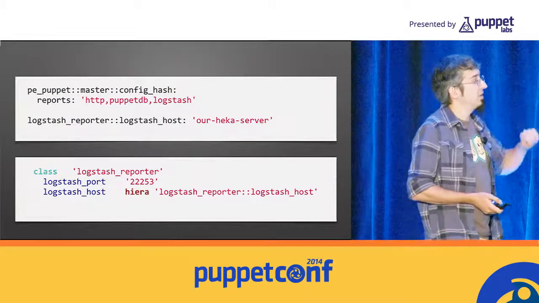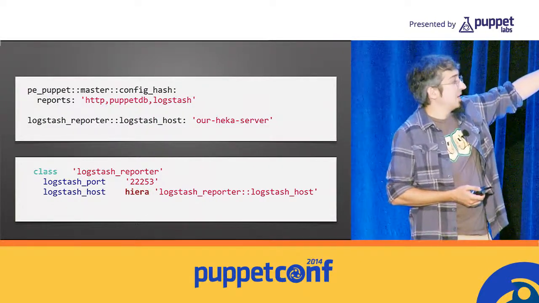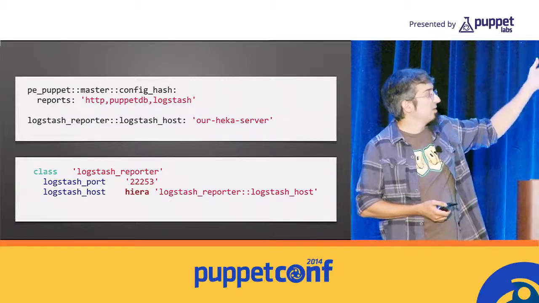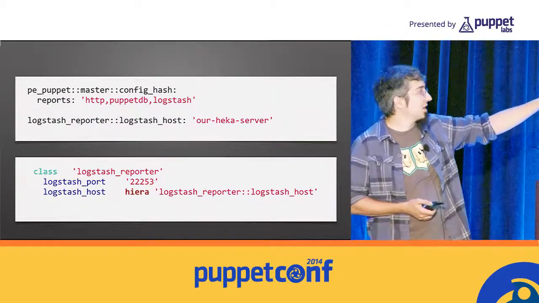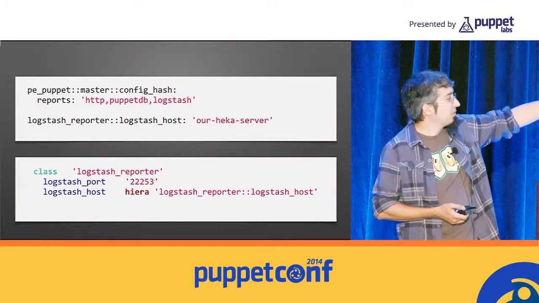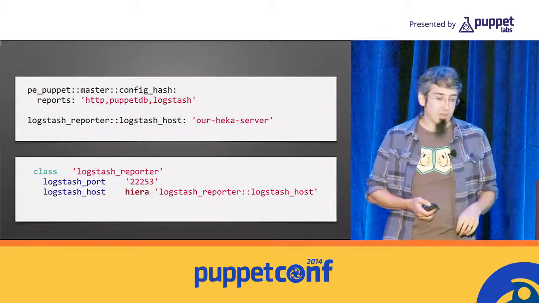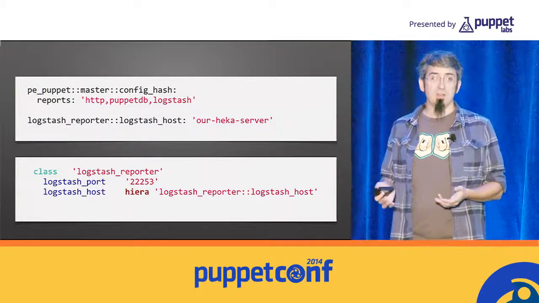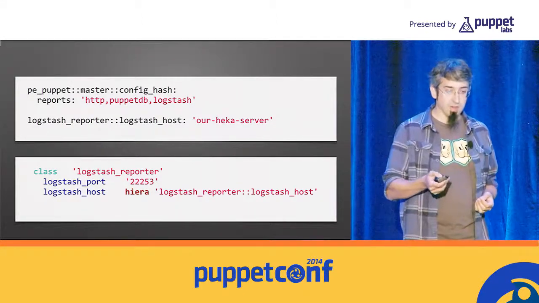So this is what the Logstash config looks like. Here in our Puppet manifest that manages the master, we just added onto the reports. We said, hey, we need our standard PE console, the PuppetDB, and Logstash, and we set a hierarchy for that. That ends up being used inside of this Logstash module, and this is then rendered out to a config file, which is read by the module and by the transport.